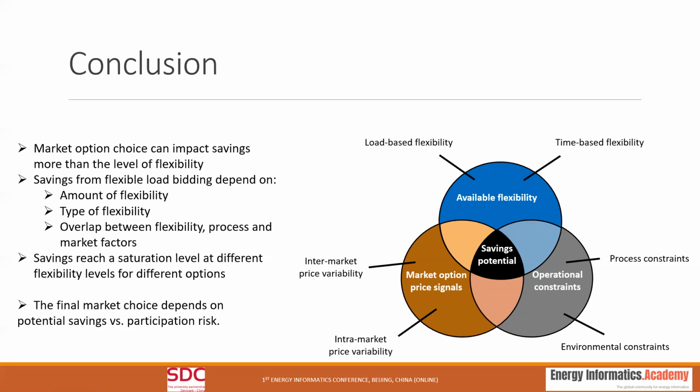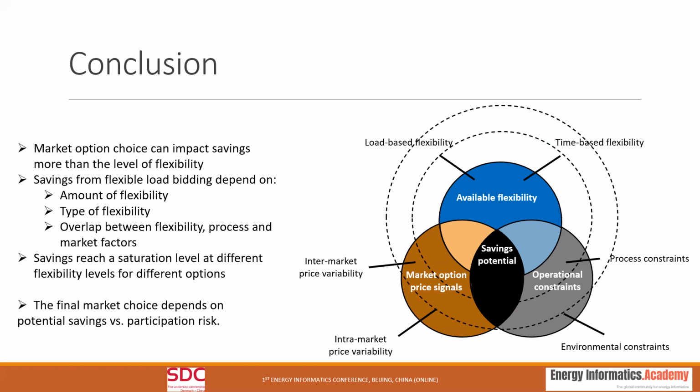And that's what I try to illustrate on the right here. If you increase your flexibility, you increase your savings potential in this black area, and you can increase it further. But after a certain point, there's no point in increasing your available flexibility even further. And that's the saturation point, which we saw on the curves, flattening out after some point.